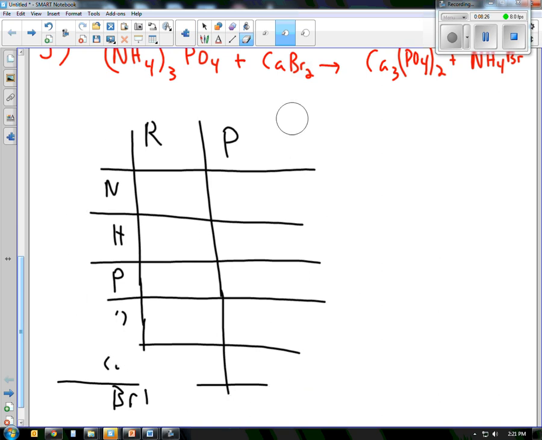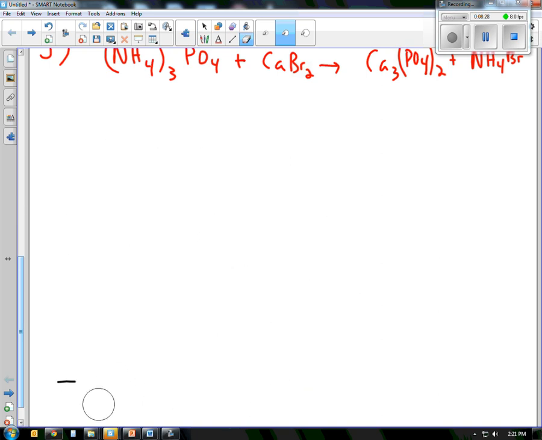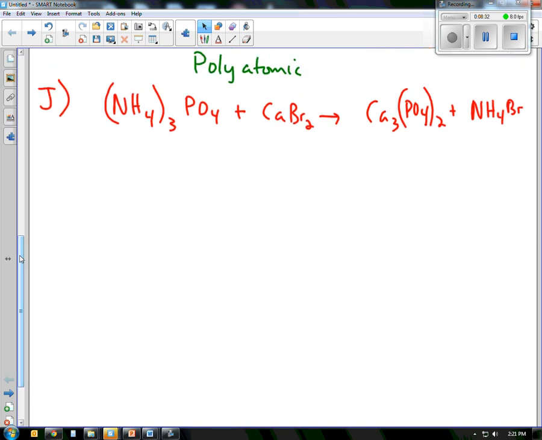So instead of doing that, what you're going to do with polyatomics is you're going to try and keep groups of atoms together if they show up on both sides. And that's really important. They have to show up on both sides in order for them to be kept together. So if you take a look here, we have an NH4 group that's showing up on both sides.